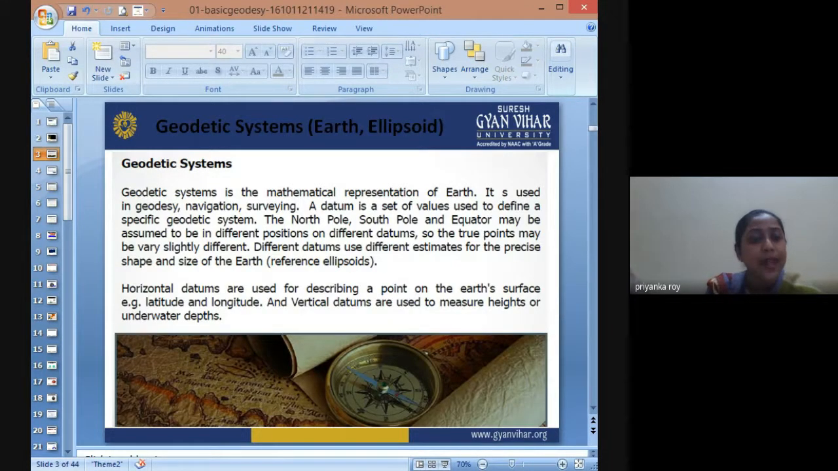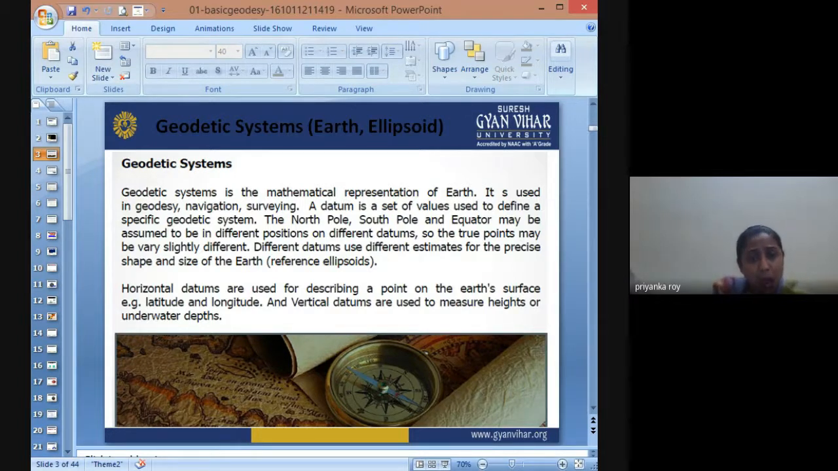So then we have the geodetic system. A geodetic system is the mathematical representation of the Earth. It is used in geodesy, navigation, and surveying. A datum is a set of values used to define a specific geodetic system.